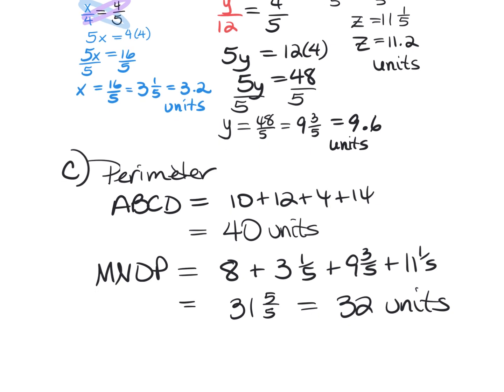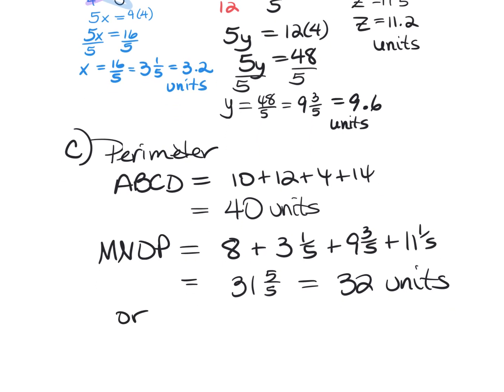Now, I could have also added them as the decimals. It doesn't matter. So 8 plus 3.2, 9.6, 11.2, and I still get the same answer. So just remember, for perimeter, we add up all the sides.